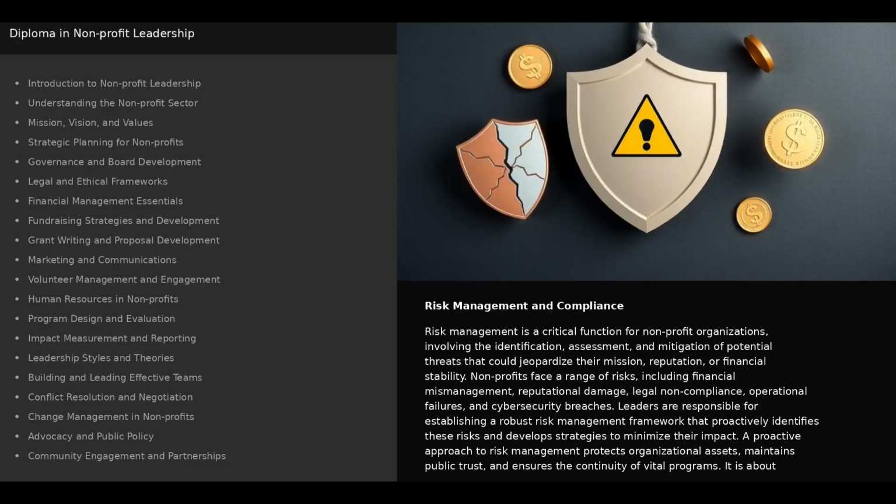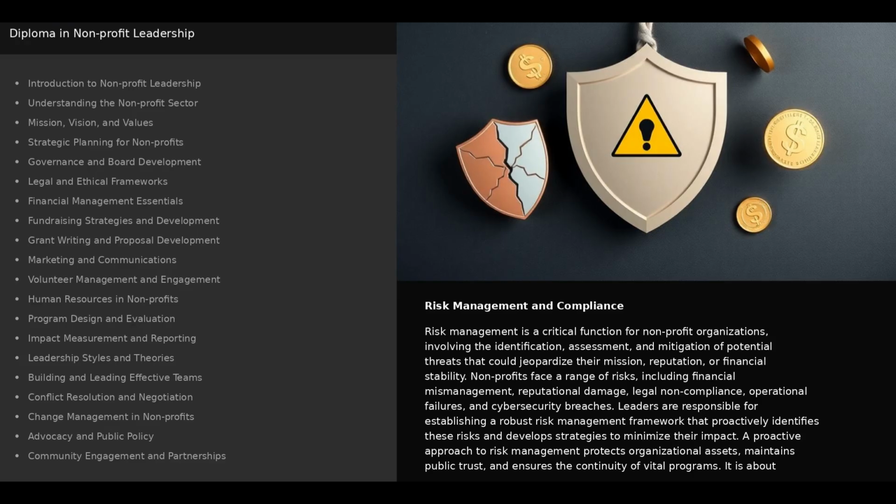Risk management and compliance. Risk management is a critical function for nonprofit organizations, involving the identification, assessment, and mitigation of potential threats that could jeopardize their mission, reputation, or financial stability. Nonprofits face a range of risks, including financial mismanagement, reputational damage, legal non-compliance, operational failures, and cybersecurity breaches.